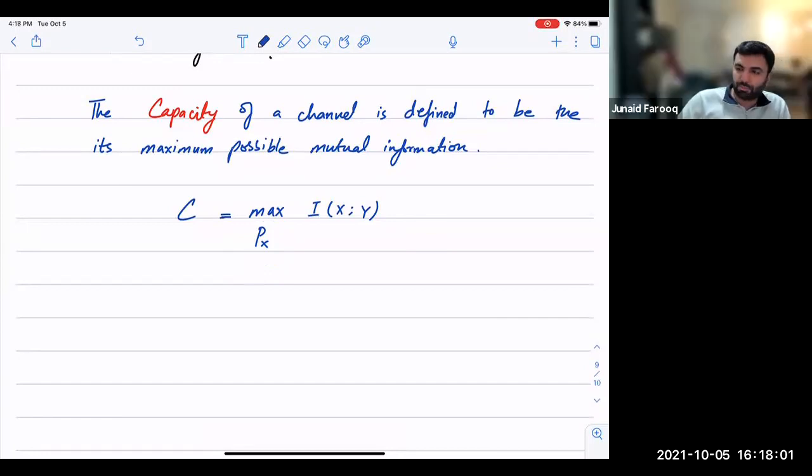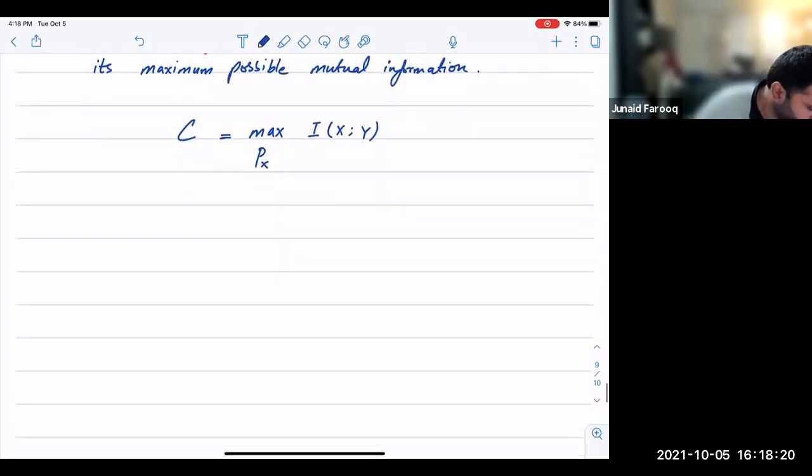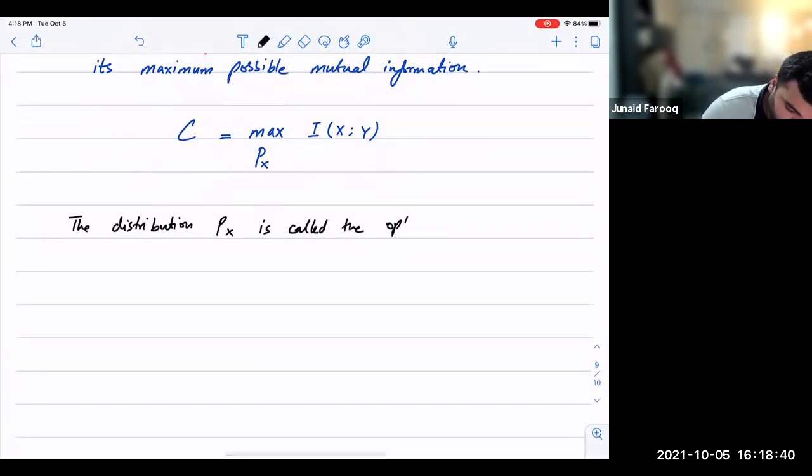Okay. So you try to maximize over, if it's a binary channel, the probability of X equal to 0 or X equal to 1. It's the same thing. So you want to maximize this capacity or mutual information over the input probability distribution of the data X. So let's say the distribution Px is called the optimal input distribution.